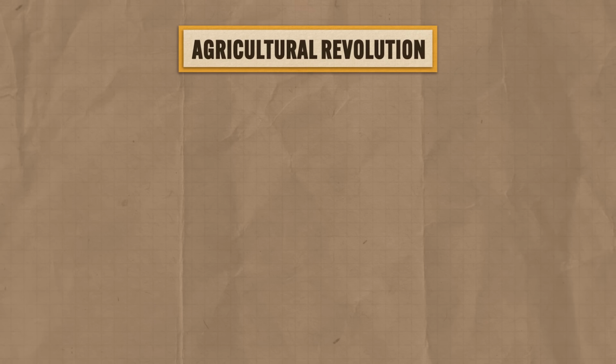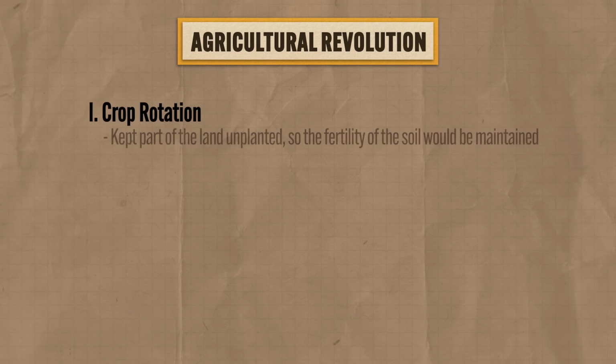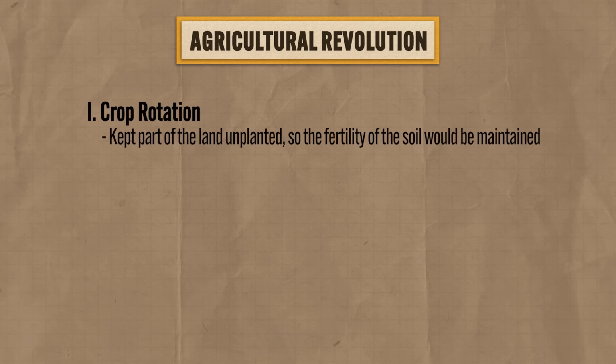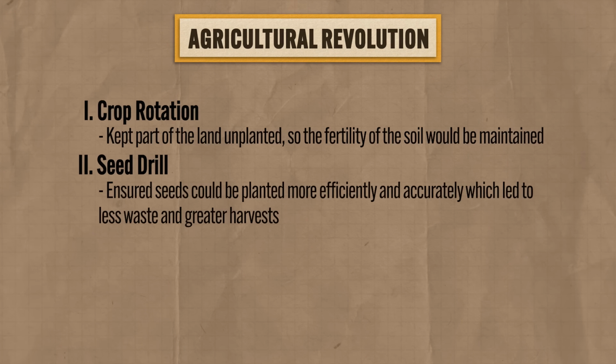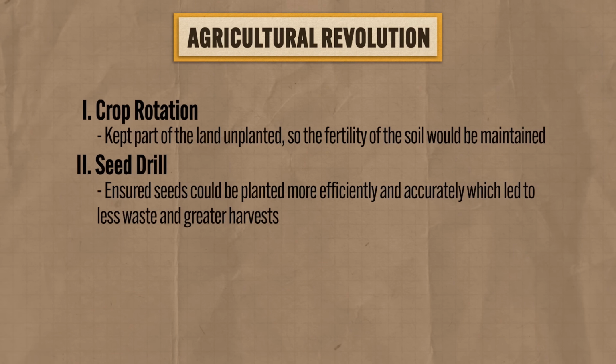And this happened because of improved methods of planting like crop rotation, which kept part of the land unplanted so that the fertility of the soil would be maintained. Also, new technologies like the seed drill ensured that seeds could be planted more efficiently and accurately, which led to less waste and greater harvest.